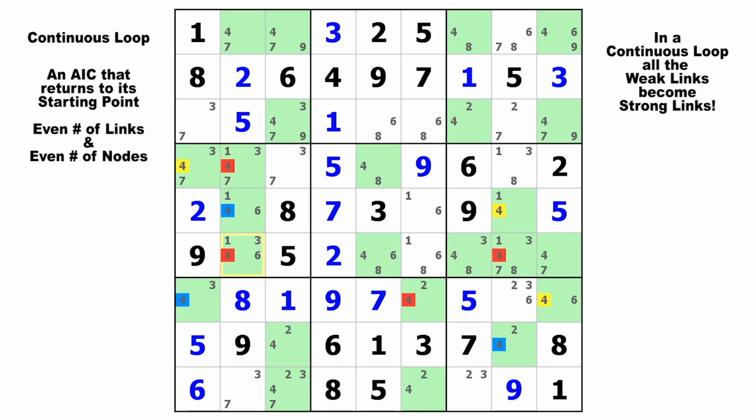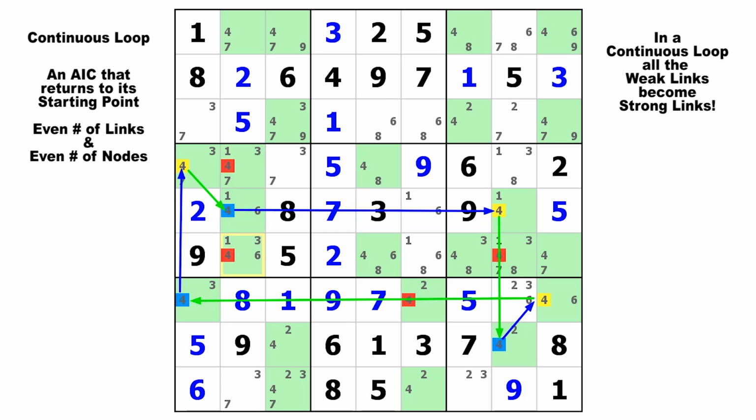Now I'm going to try to save a little time by just superimposing the chain. So there you have a continuous loop. There are 6 nodes and 6 links. A continuous loop will always have the same number of nodes and the same number of links, and that will always be an even number. So here it's 6. We have 6 links and 6 nodes or 6 candidates.